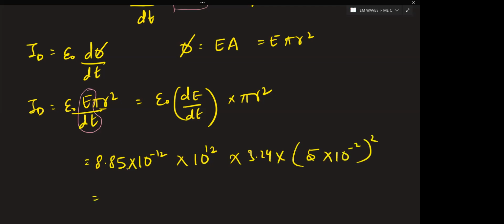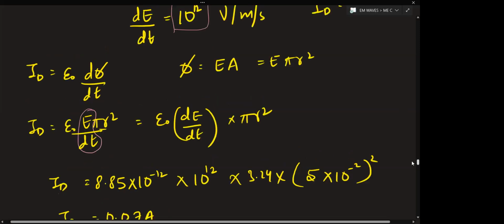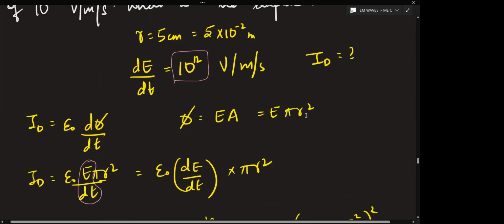So when you solve this, the magnitude of displacement current that you will obtain will be around 0.07 amperes, around this much. Please check the calculations once. Your answer should come around 0.07 or 0.08 amperes. And text me done when you have written the solution.